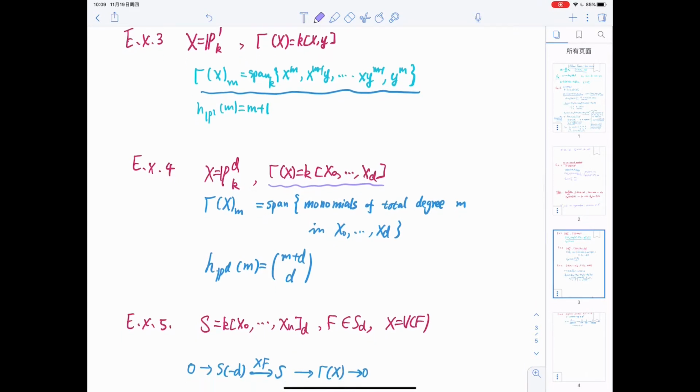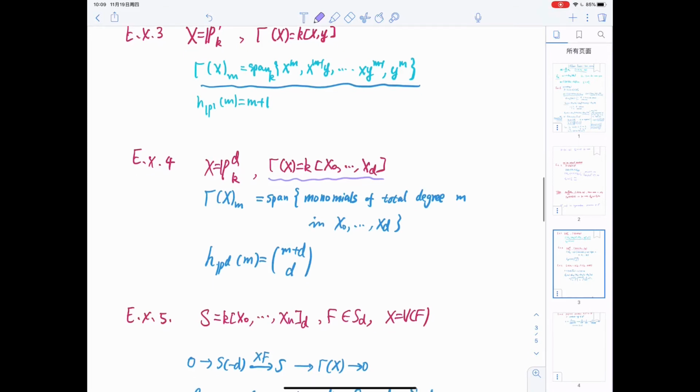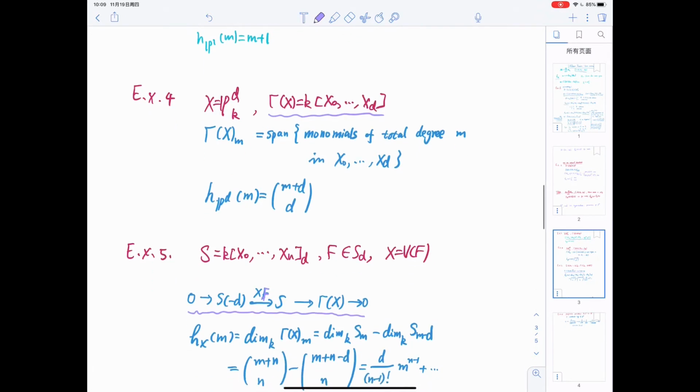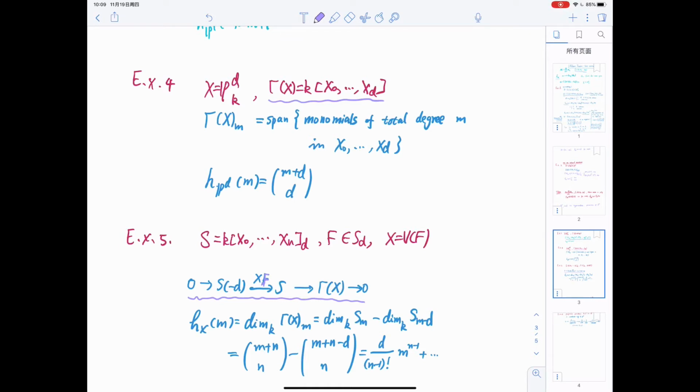Next, we consider a hypersurface in projective space. Let X be a degree D hypersurface in P^n. Then there is an exact sequence of graded S-modules, where the map from S(-D) to S is multiplication by F. Then take the m-th graded piece of this exact sequence. We will have the Hilbert function h_X at m is this.